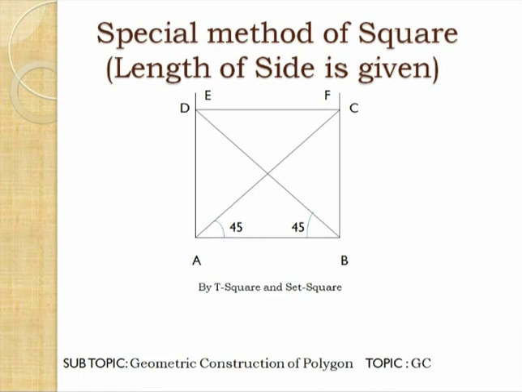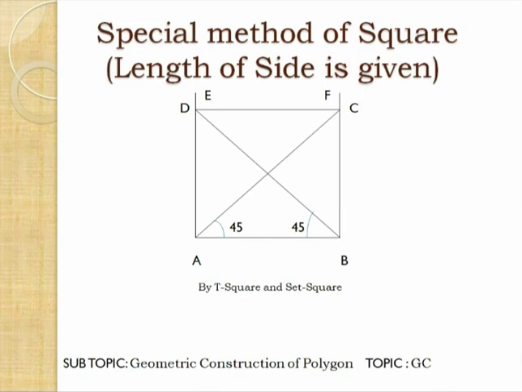Then at point B, with the help of 45-degree set square you make a 45-degree angle, and with the 90-degree set square you make 90 degrees at point B. Again at point A, with the 45-degree set square you make 45 degrees with line AB, and 90 degrees with the 90-degree set square at point A. So these two lines will intersect at points D and C. You join C and D.